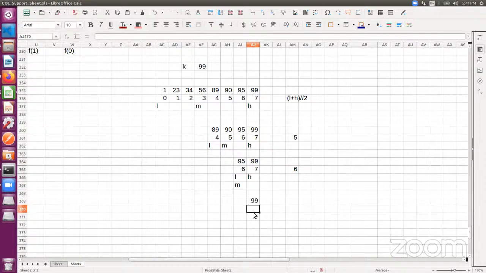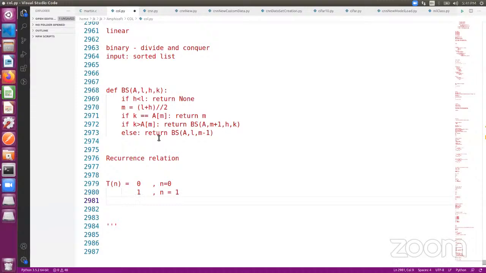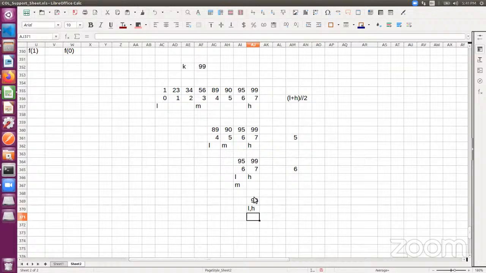So L and H both are going to be pointing to the same position. Now what is the mid value? The index is 7, right? So L plus H is 14, and 14 by 2 is 7, so mid is also 7 only. Okay, fine. So now the mid element is at index 7.